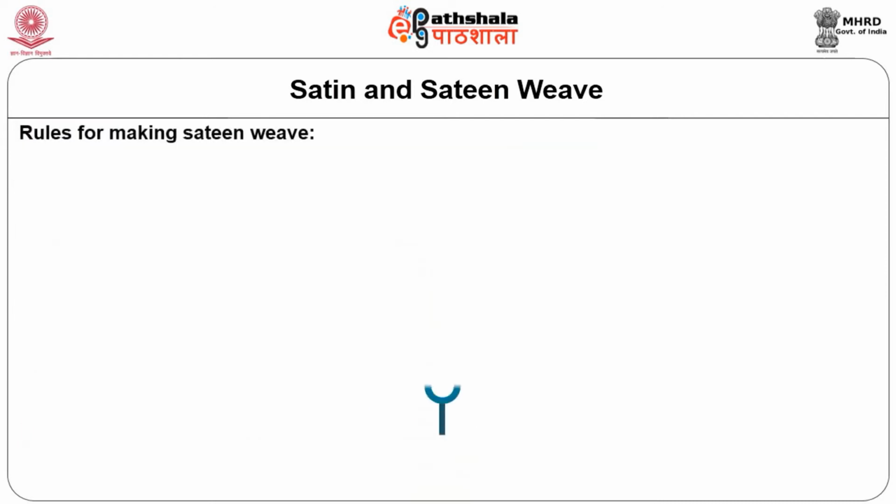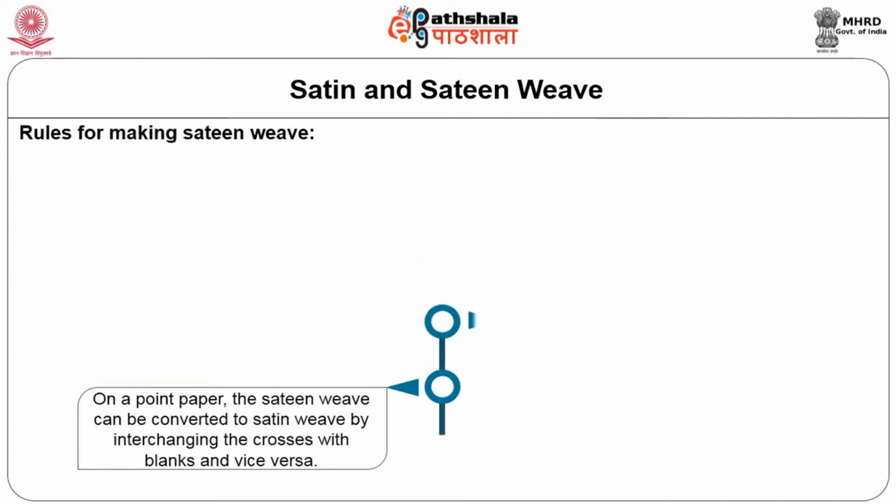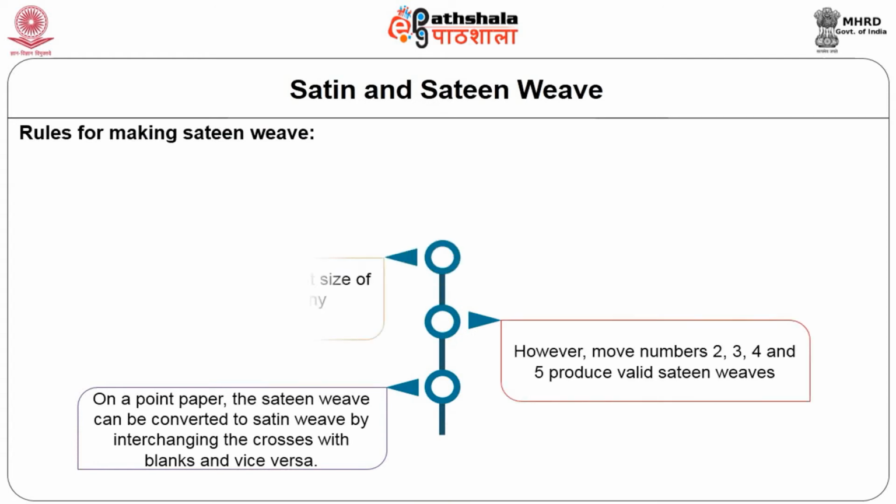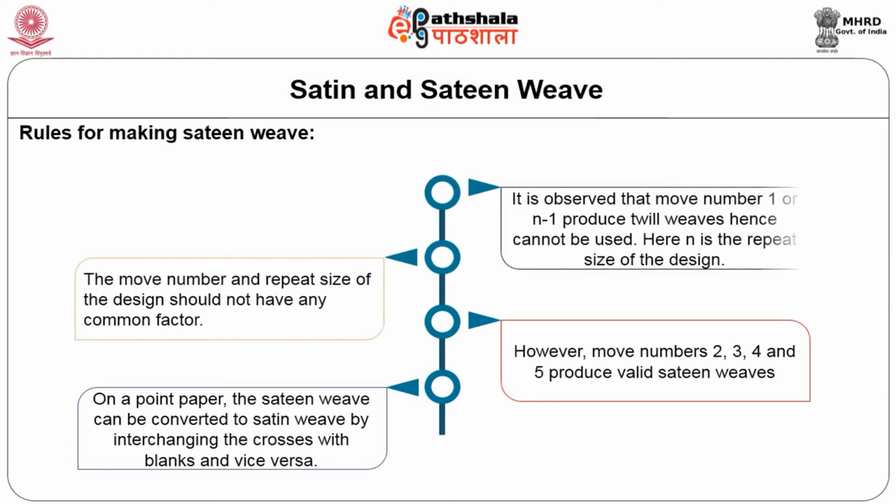Rules for making satin weave: it is observed that move numbers 1 and n-1 produce twill weave, hence cannot be used. Here n is the repeat size of the design. The move number and repeat size of the design should not have any common factor. However, move numbers 2, 3, 4 and 5 produce valid satin weaves. On a point paper, the satin weave can be converted to sateen weave by interchanging the cross marks with the blank spaces and vice versa.